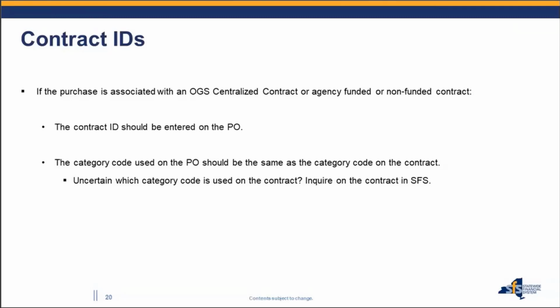So back to the category code. This is a big factor when utilizing contracts as well. When utilizing centralized contracts especially, you want to select the appropriate category code that is already associated with that centralized contract in SFS. When establishing that contract and going through OSC for the proper approvals, a category code that most accurately describes what you're purchasing is identified and should be used on your purchase orders that are tied to those contracts. Again, if you are uncertain about which category code you should be using and you are utilizing a centralized contract, you have the ability to navigate to that contract within SFS and look up the category code in that contract header that is associated with the contract you're using.